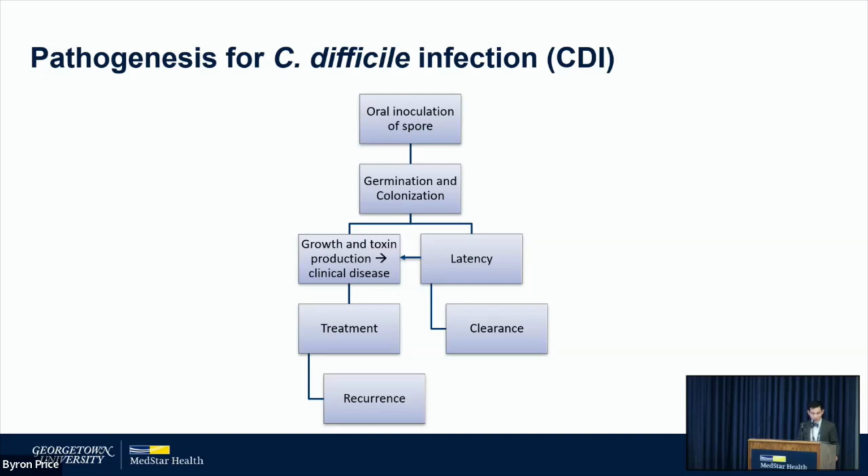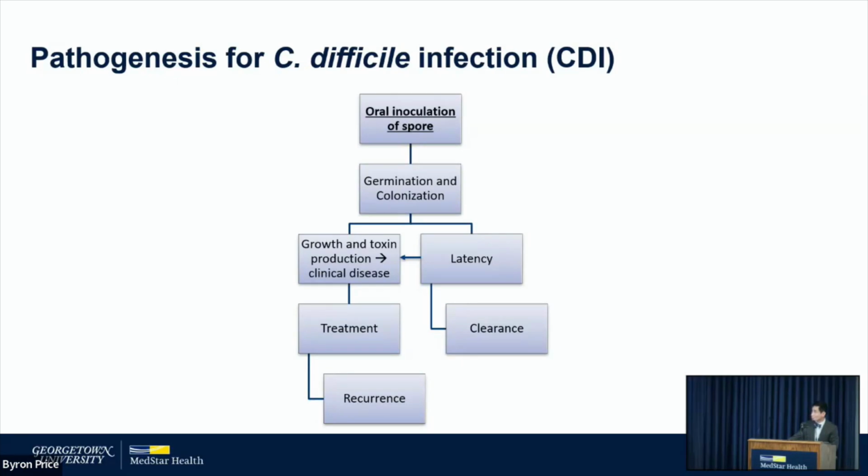So going through the pathogenesis of C. diff, this is kind of like a streamlined flow chart. Initially, oral inoculation, germination, colonization. From that point, you can have latency with lack of clinical symptoms and even clearance without treatment, or clinical disease and treatment. And unfortunately, with C. diff, one of the key components of this illness is a very high recurrence rate. We'll go through each of these in detail. And just so you know, there's barriers along each step from both the innate and adaptive immune system, as well as the gut microbial flora.